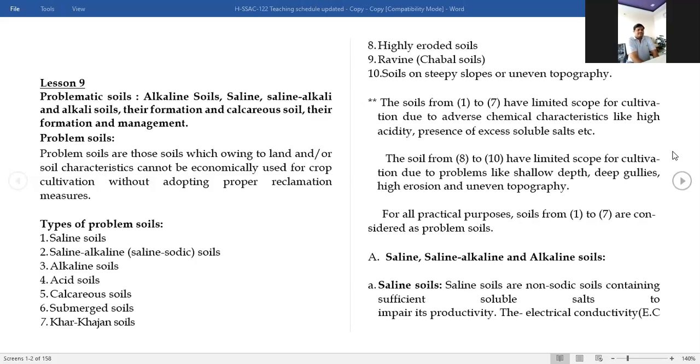First, saline soils are non-sodic soils containing sufficient soluble salts to impair their productivity. These are the salts of calcium, sodium, and potassium. These salts impair productivity due to certain chemical characteristics.